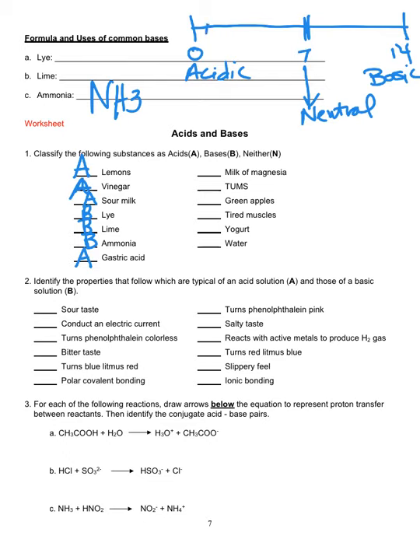Super, super acidic. Milk of magnesia, well, that's what you're going to take if you have an acidy belly. Tums, Rolaids, anything like that. You can drink milk of magnesia. That would be basic. Oh, there we are. Tums, B. Green apples, believe it or not, are actually very acidic. So we put in A.